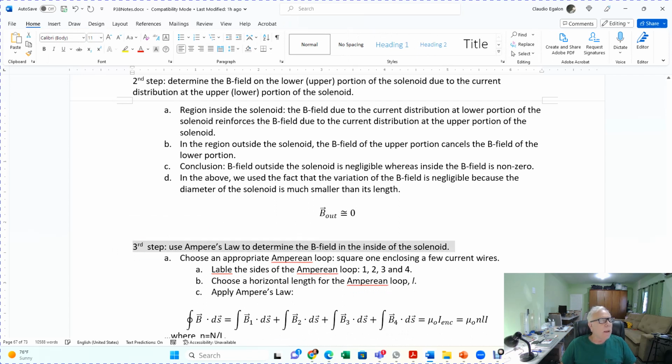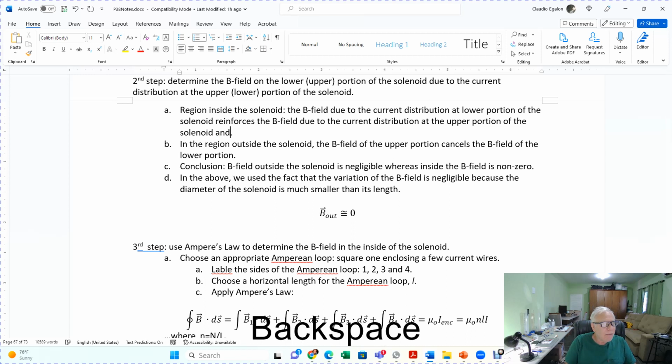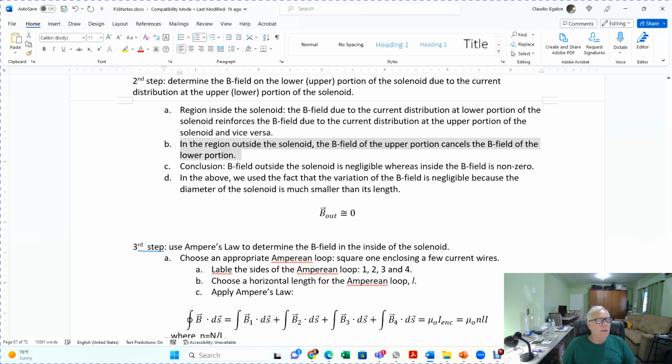Okay, region inside the solenoid: the B field due to the current distribution at the lower portion of the solenoid reinforces the B field from the current distribution at the upper portion, and vice versa, right? In the region outside the solenoid, the B field at the upper portion cancels the B field due to the lower portion. Conclusion: the B field outside the solenoid is negligible. But we still do not know what the B field inside is.